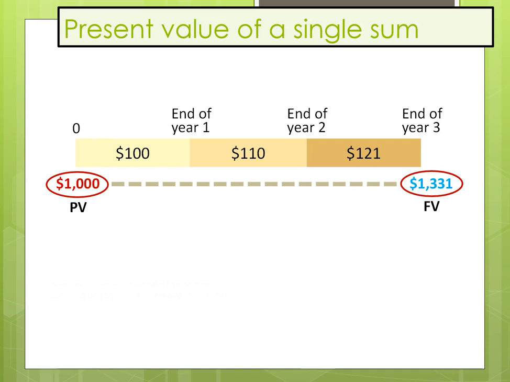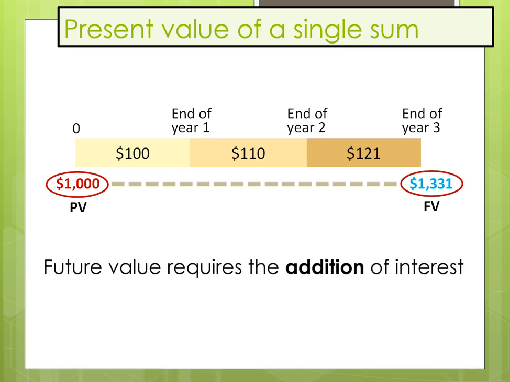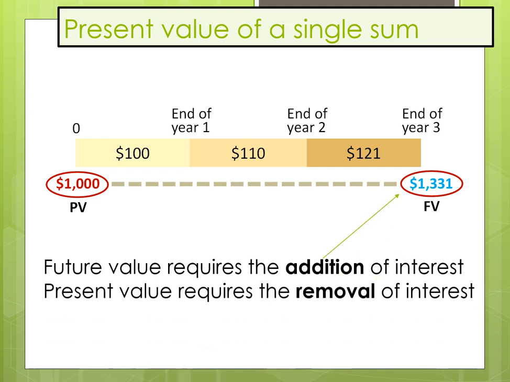So, present value of a single sum. Future value requires the addition of interest. Present value requires the removal of interest. Now we're going to walk through some examples.